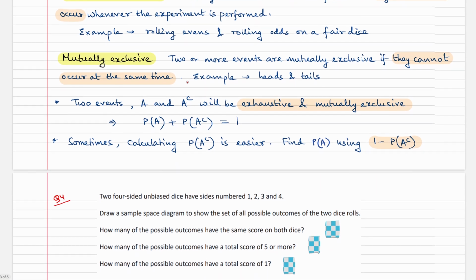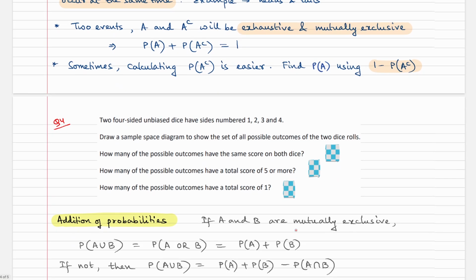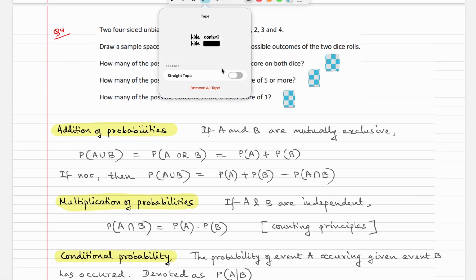The next part, how many of the possible outcomes have a score of 1? That's not possible, right? Because the minimum roll that I can get is 1,1. Therefore, the minimum sum should be 2. So there should be none, 0. This is an impossible event. Alright, let us now check all the answers before moving on to the next theoretical section.